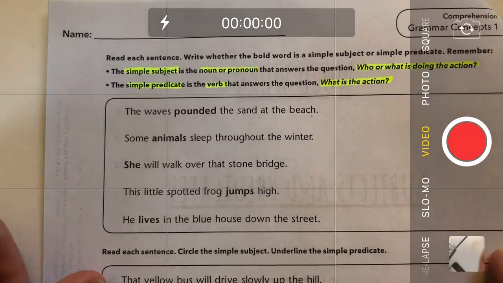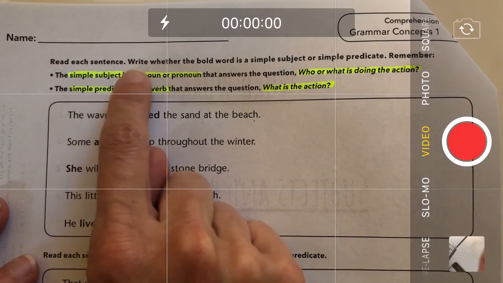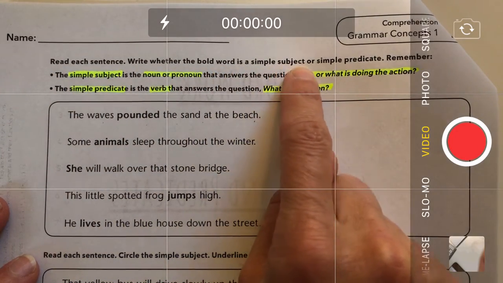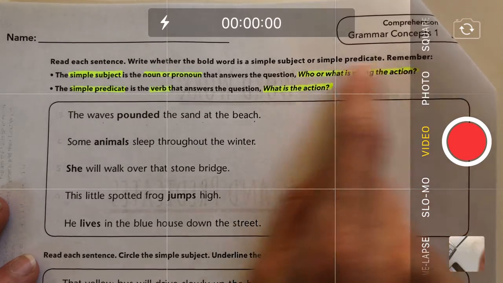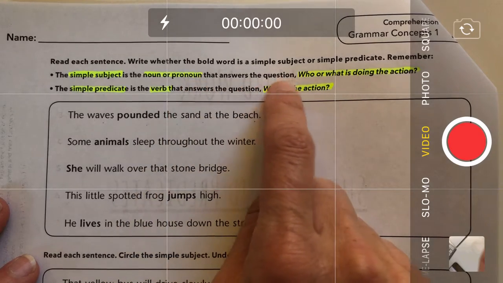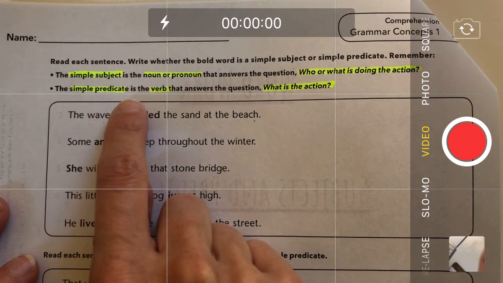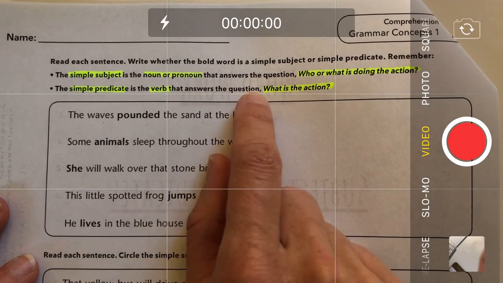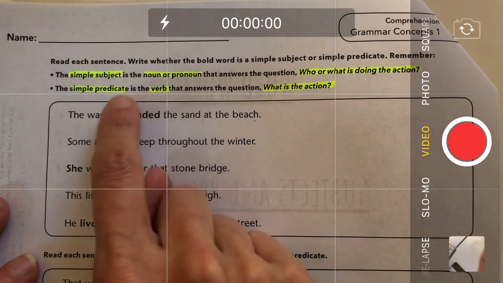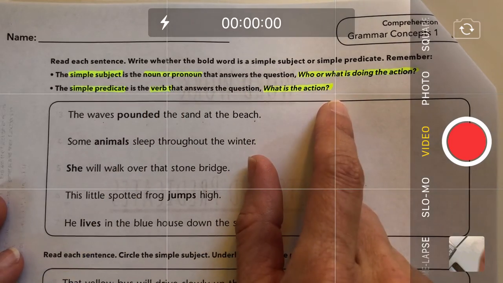So for Wednesday, you're going to do the page that says Grammar Concepts 1, and it's just right behind the page I was reading. And the first section says, read each sentence. Write whether the bold word is a simple subject or simple predicate. Remember, the simple subject is the noun or pronoun that answers the question, who or what is doing the action. The simple predicate is the verb that answers the question, what is the action? So a subject is a noun and a predicate is a verb that answers what is the action.